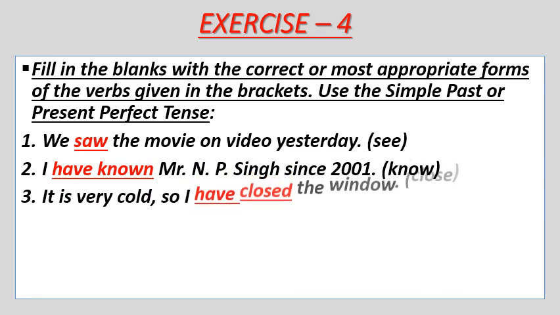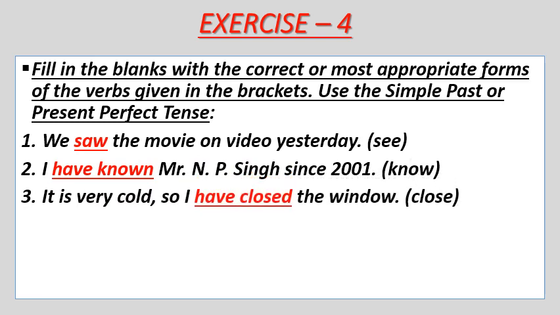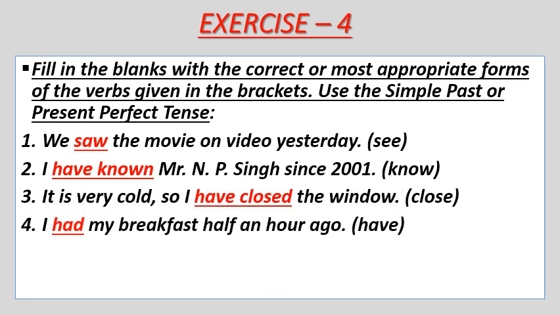Number 3. It is very cold, so I have closed the window. Answer is have closed. The form of the verb have closed refers to the present perfect tense and shows that the action happened only a short time ago. Number 4. I had my breakfast half an hour ago. Answer is had. The form of the verb had refers to the simple past tense and shows that the action finished at some time in the past.